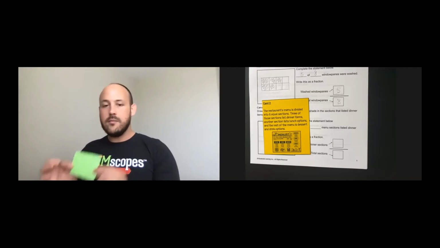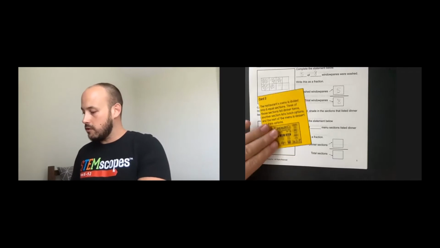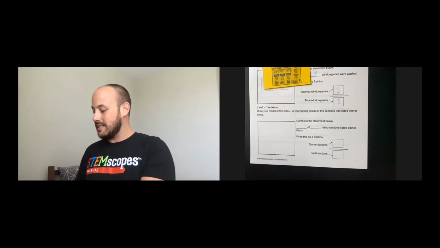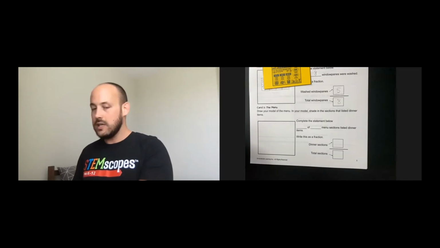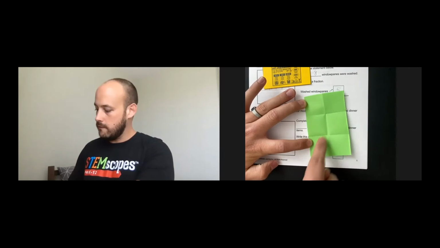So I need to divide my model into 6 equal parts. I'll just do that by folding. You may prefer to draw this one because folding sixths is a little tricky because you can't start by folding it in half. So let's check. Do I have 6 equal parts? 1, 2, 3, 4, 5, 6. Are they all equal? Looks good.